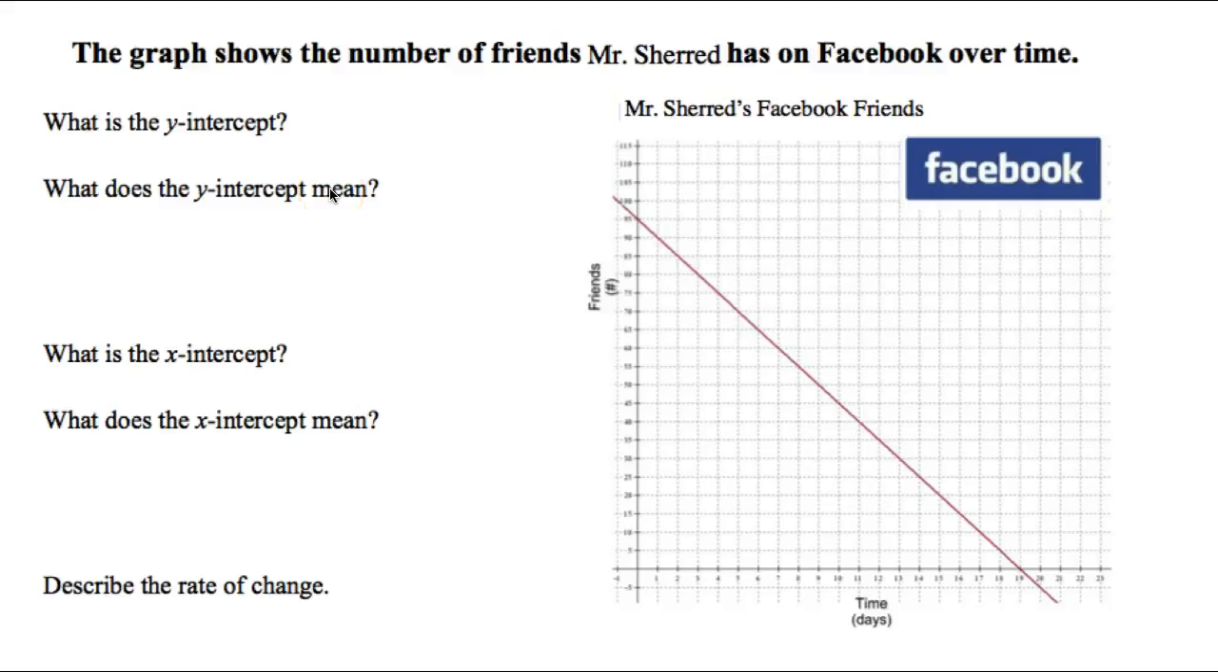I was talking to Mr. Sherrod yesterday, and he was talking about how many Facebook friends he was losing. So I said, let's figure that out. Let's see how many you're really losing. So we made this graph over here.